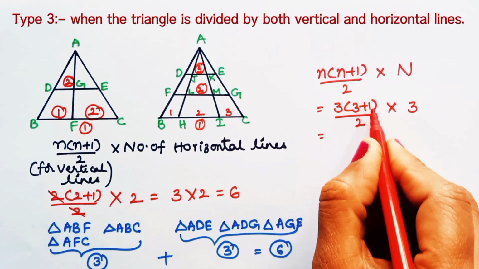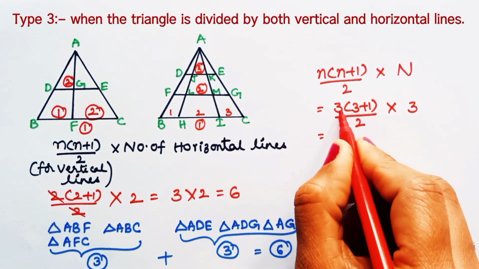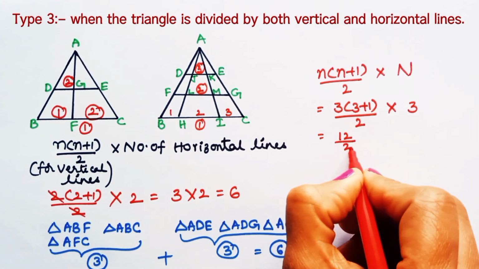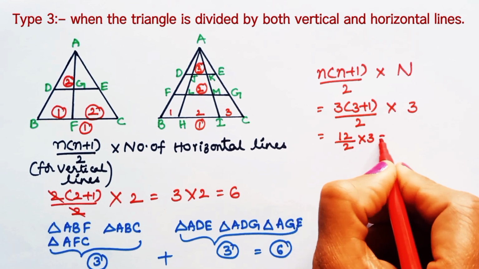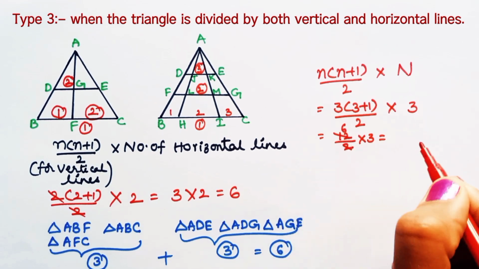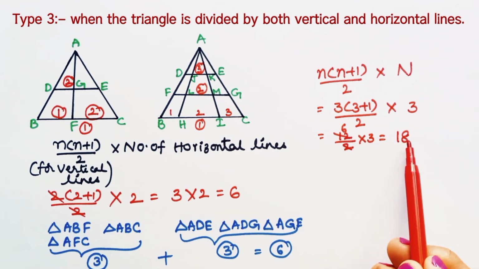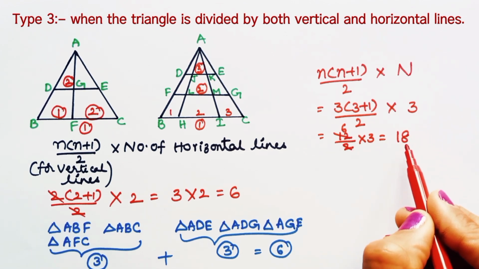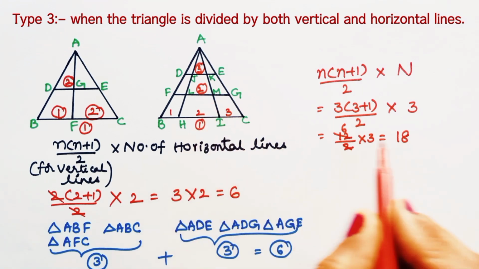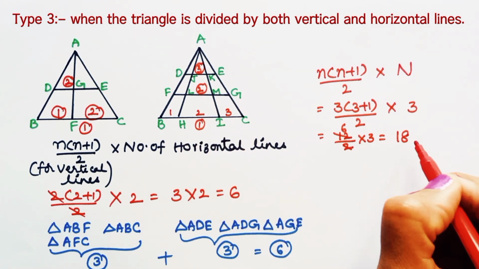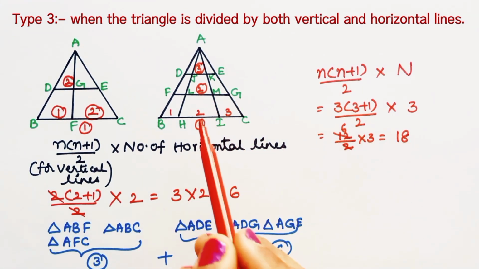So 3 plus 1 is 4. 4 into 3 is 12 divided by 2 multiplied by 3. 2 6s are 12. So 6 3s are 18. So how many number of triangles are present in this given figure? There are totally 18 triangles present in this second figure.